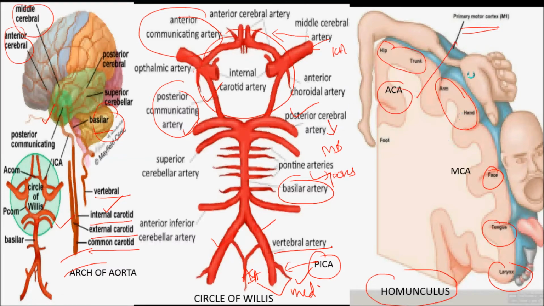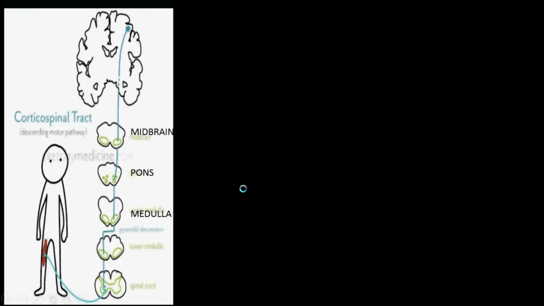involved. And if a patient presents with right upper limb weakness, his left MCA might be involved. If a patient presents with weakness in swallowing or anything, then again we can say that his MCA might be involved. That is the importance of the homunculus. Now that we know that, let's talk about the different tracts we have in our body.